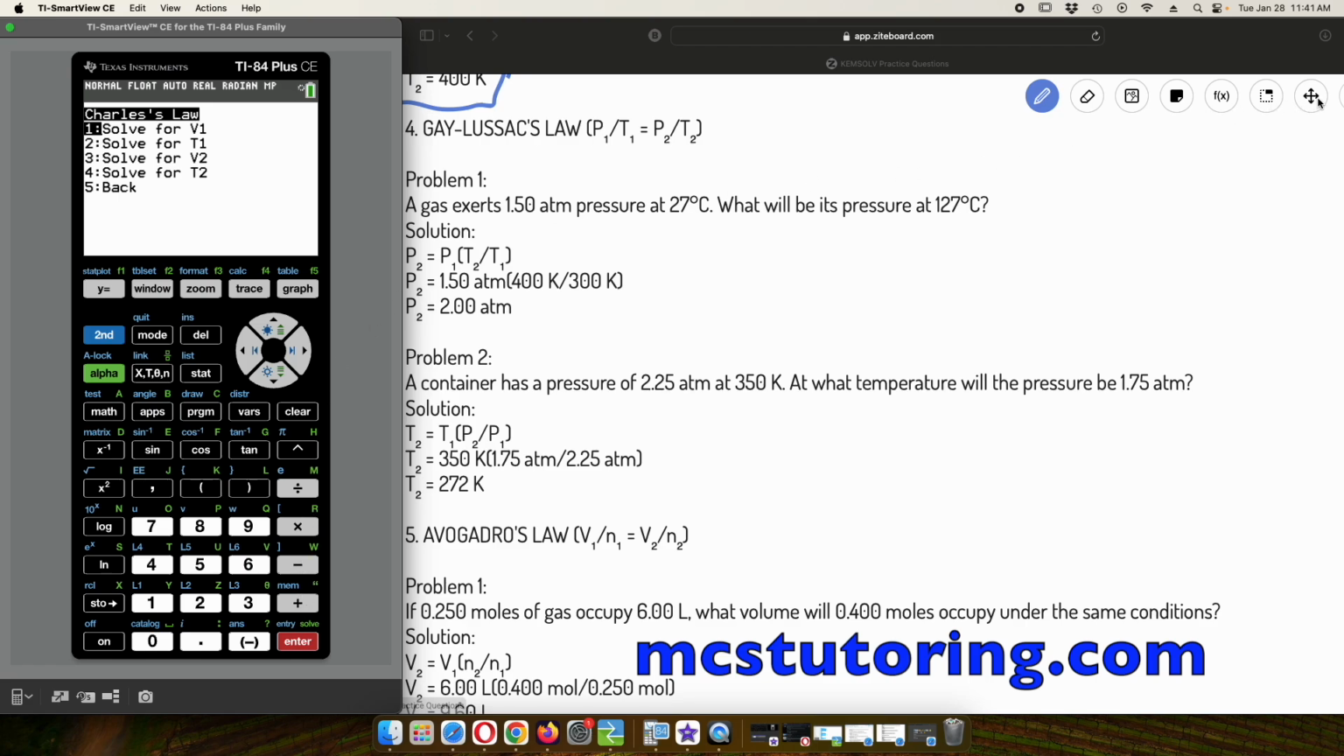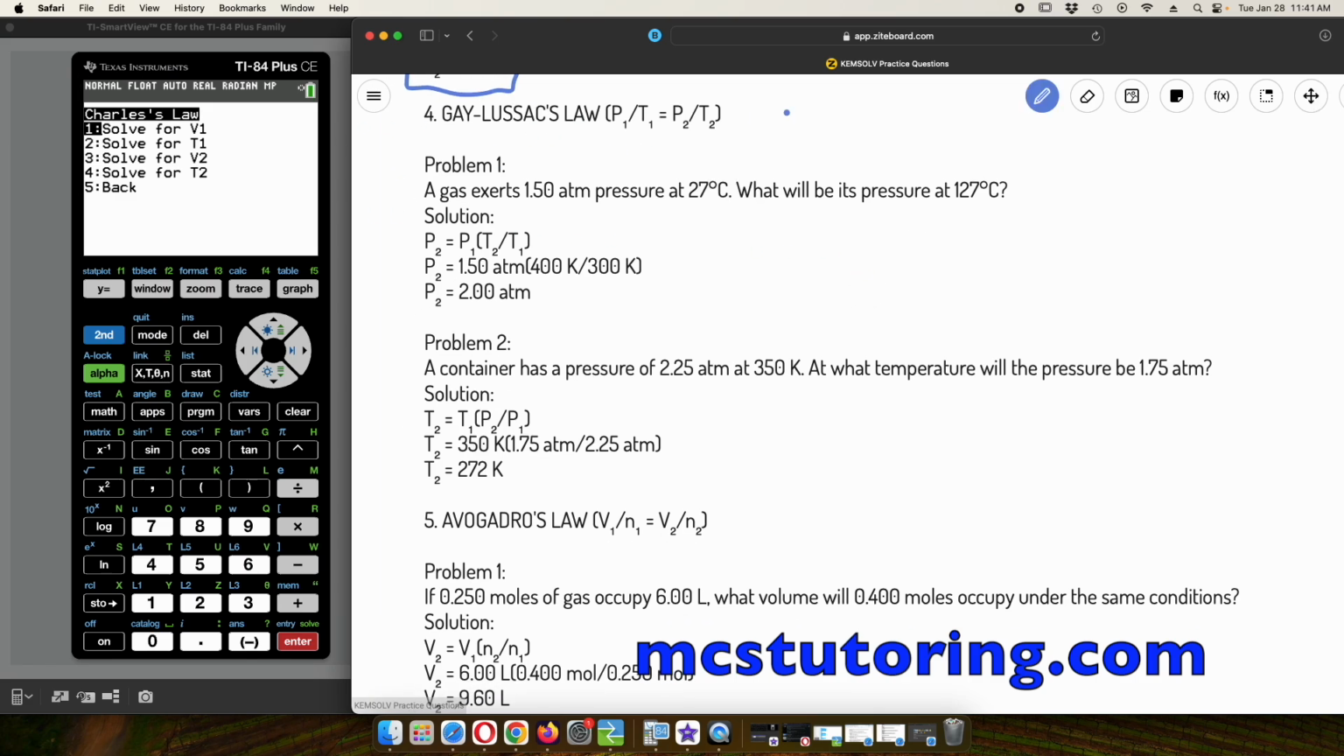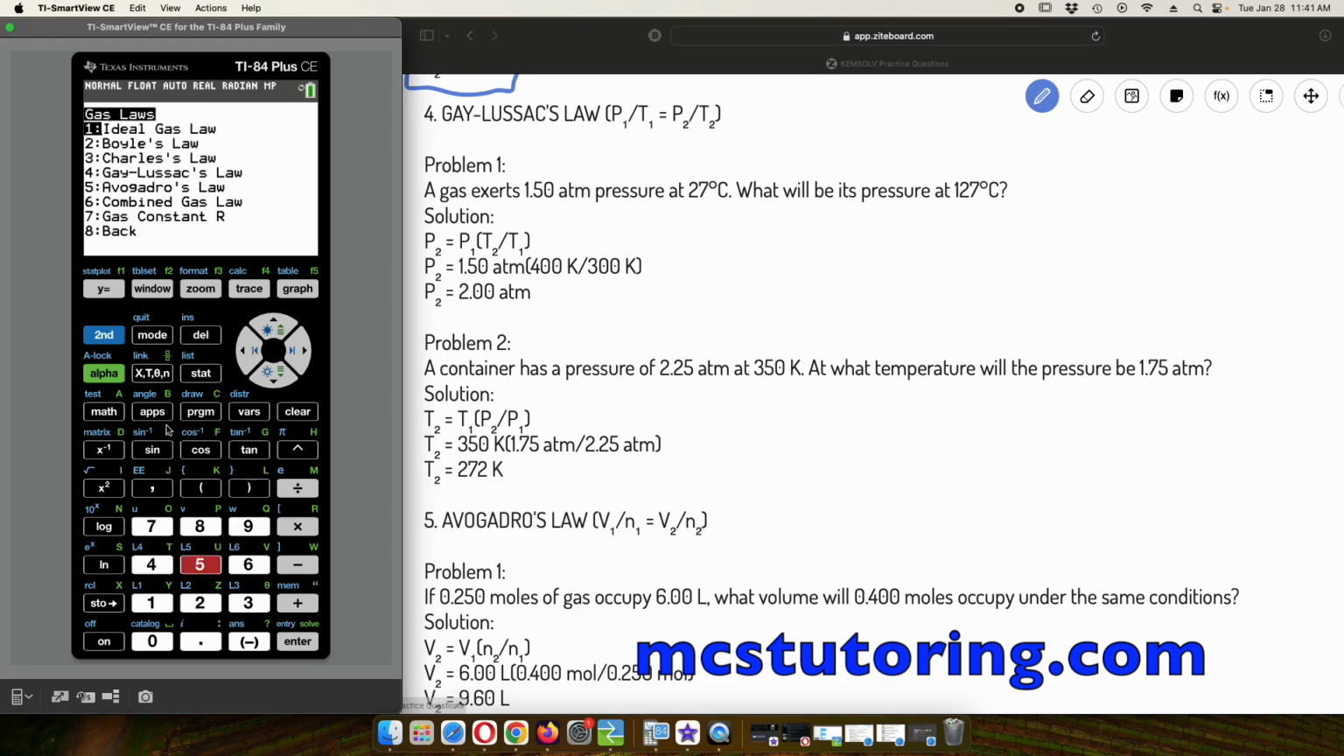So now we're going to go to, I think it's Gay-Lussac's law. I'm not good with my French. It looks like Gay-Lussac's law. Whatever, that's how it is. So let's go option 4 there.